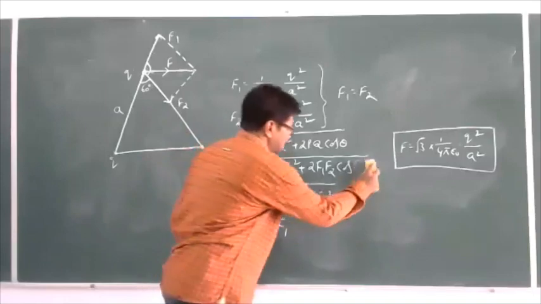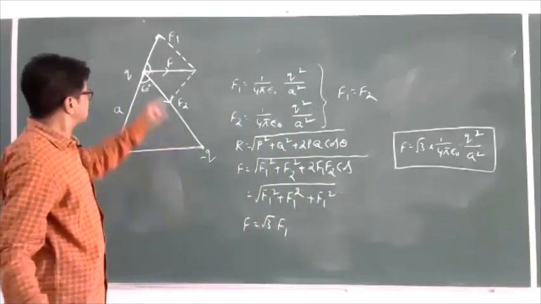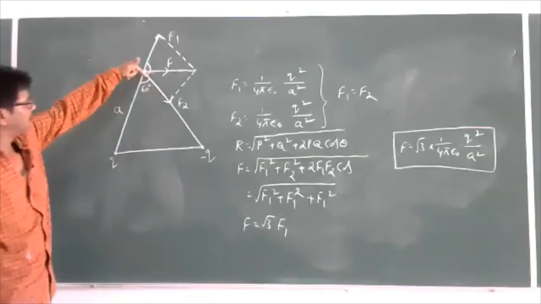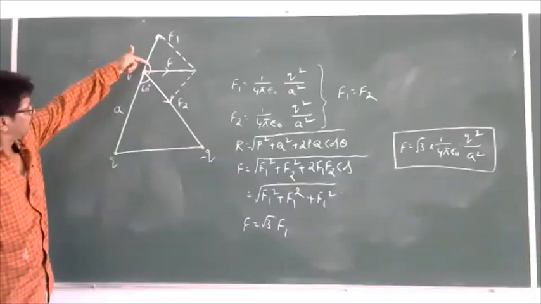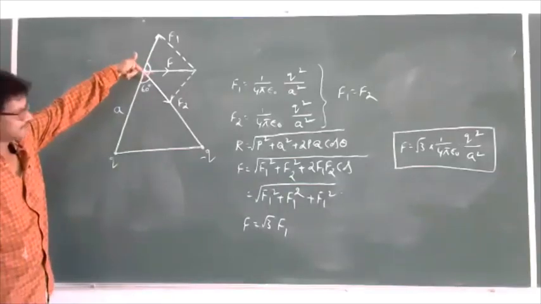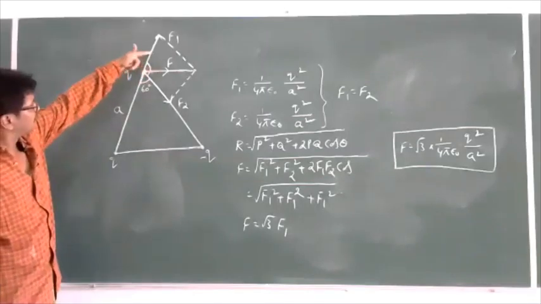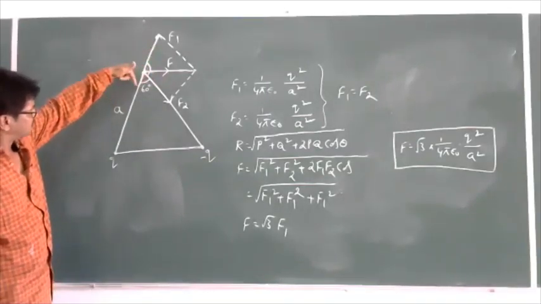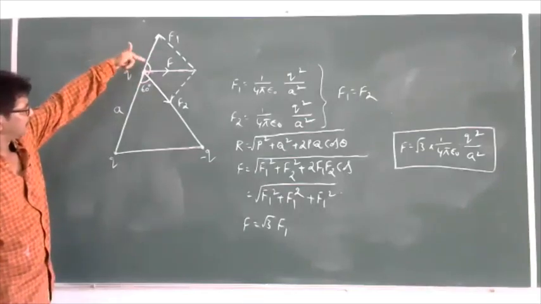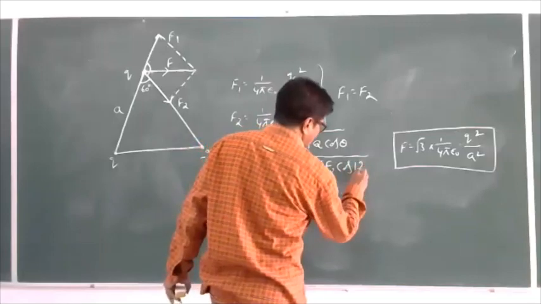Theta is the angle between F1 and F2. See here. Here the angle between F1 and F2 is 120 degrees because the total angle is 180. In that, if you take off 60, the remaining is 120. So which is equal to cos 120 degrees.